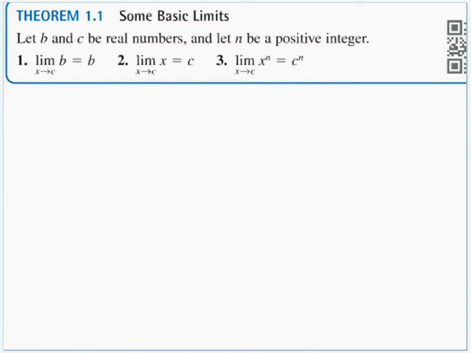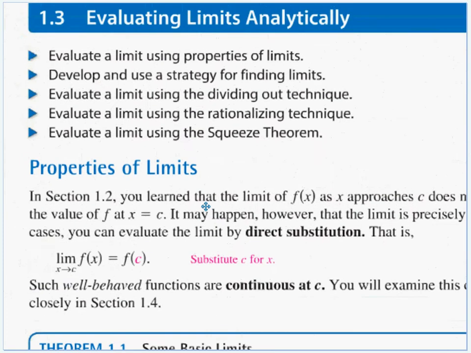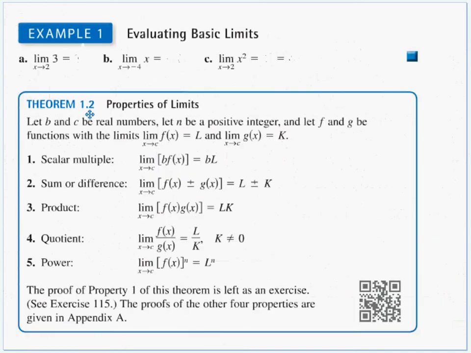Always try direct substitution first. So here, this example one is just tied into those last ones there. The limit of 3 as x approaches 2. Remember, it doesn't matter what the approach number is. That limit is just going to be 3.